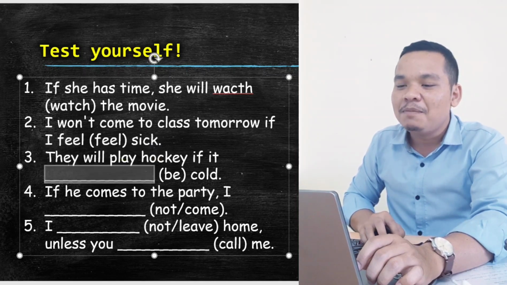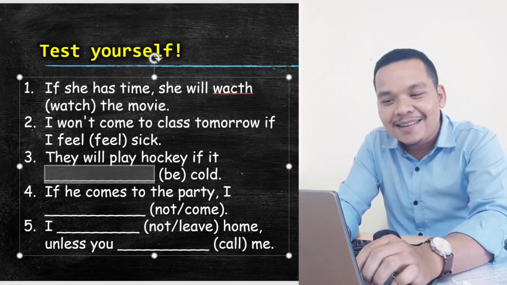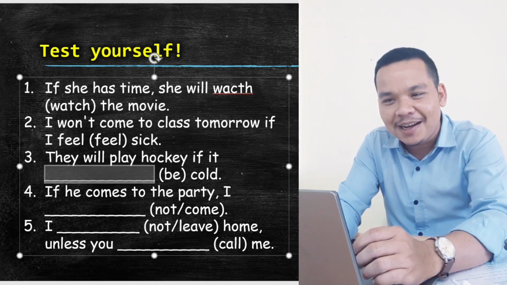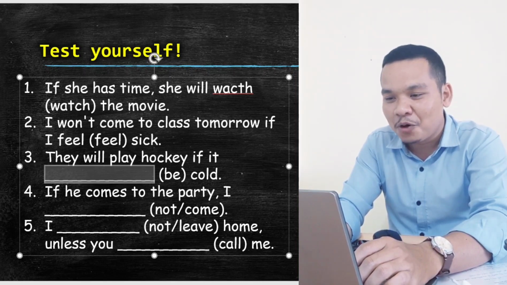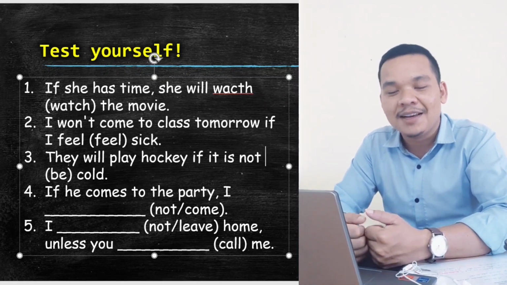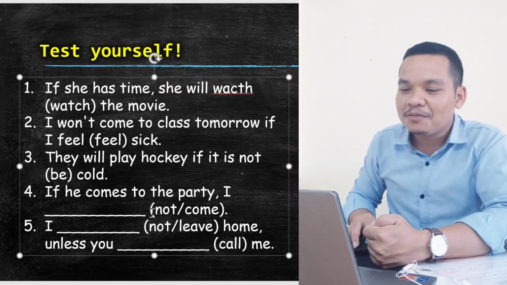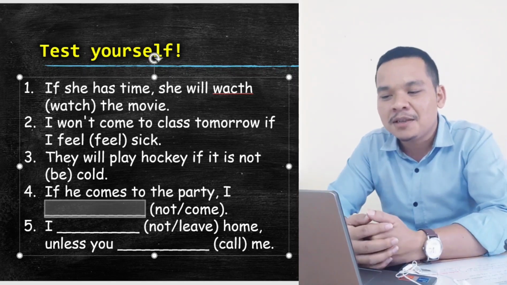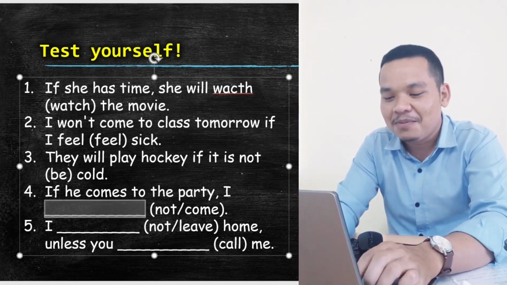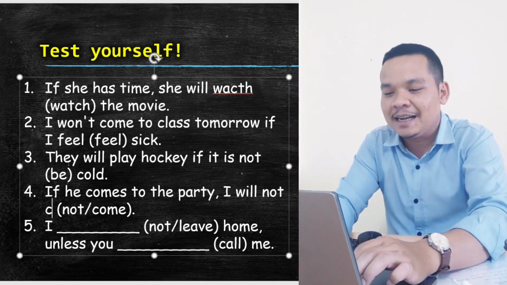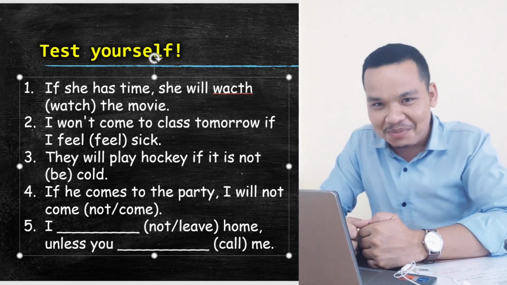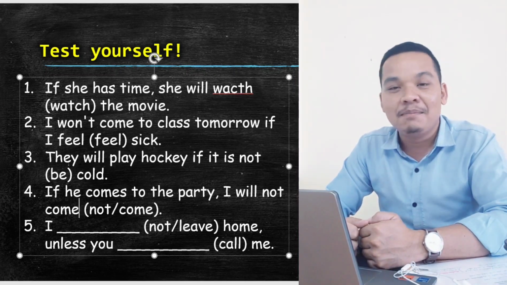Number 3: They will play hockey if it isn't cold. In here I guide everyone to use the negative form, so if it is not cold, tomorrow we can play hockey. Number 4: If he comes to the party, I will not come. So the main clause we use with the negative form.